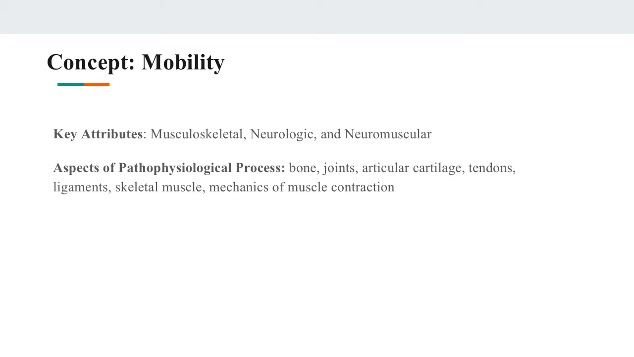However, neurologic and neuromuscular conditions include the brain, spinal cord, and peripheral nerves affecting mobility. Optimal mobility requires bones, joints, articular cartilage, tendons and ligaments, skeletal muscle, and mechanics of muscle contraction. Any alterations in these aspects will result in partial mobility or complete immobility. For all movements, an intact neurological system is required.